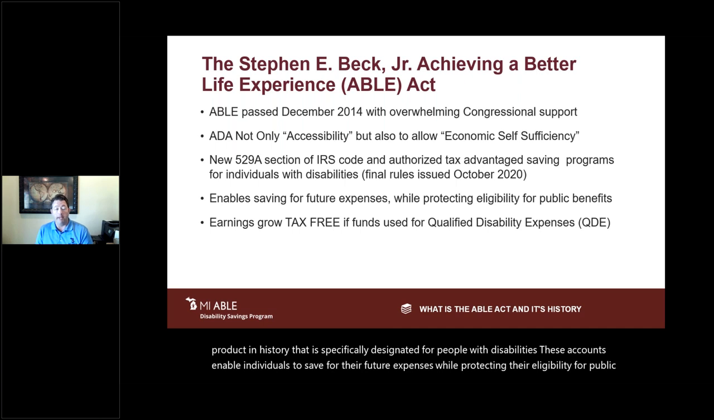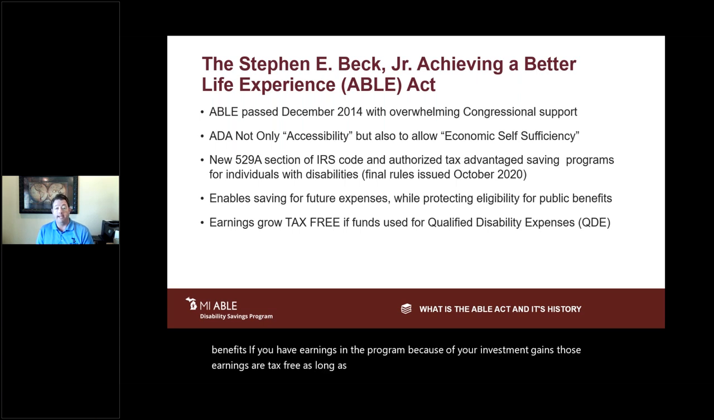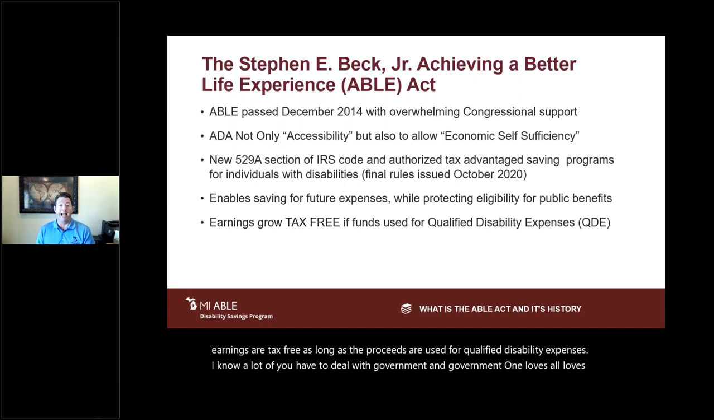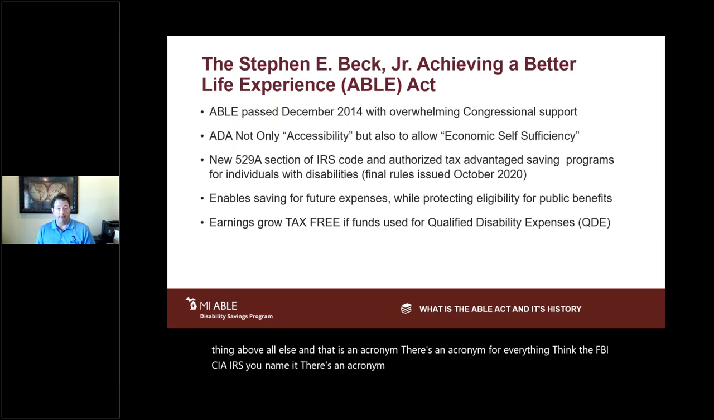If you have earnings in the program because of your investment gains, those earnings are tax-free as long as the proceeds are used for qualified disability expenses. Now, I know a lot of you have to deal with government, and government loves one thing above all else, and that is an acronym. There's an acronym for everything. Think the FBI, CIA, IRS, you name it, there's an acronym for it. Well, the acronym you need to know for ABLE accounts is QDE, Qualified Disability Expenses. It's the number one thing that people want to know about. It's the number one question that people have. What can I spend this money on? And we're going to talk a lot about that coming up, because it's a pretty extensive list of what you can spend the money on.